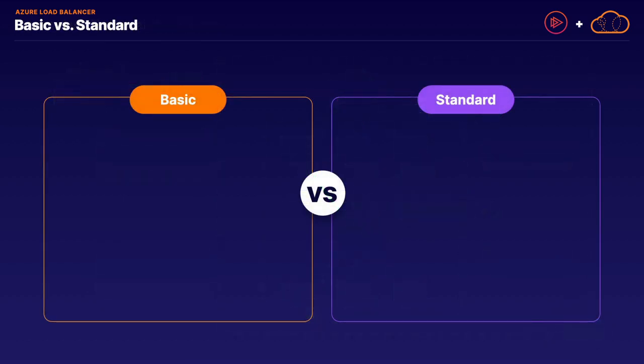Now, at this point, what we're going to talk about here is our basic versus our standard SKU. And this is different because this is the SKU. These are the features that are available depending on what SKU we select for our Azure Load Balancer.